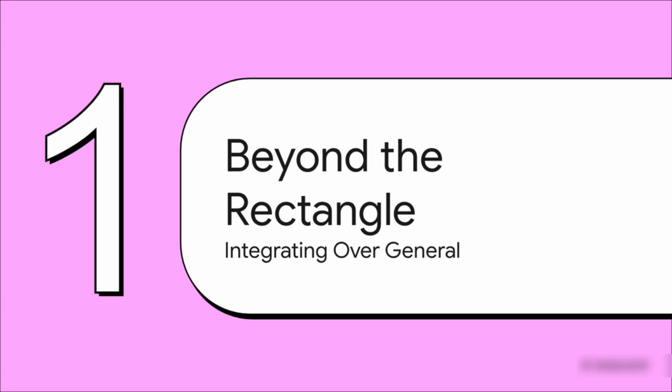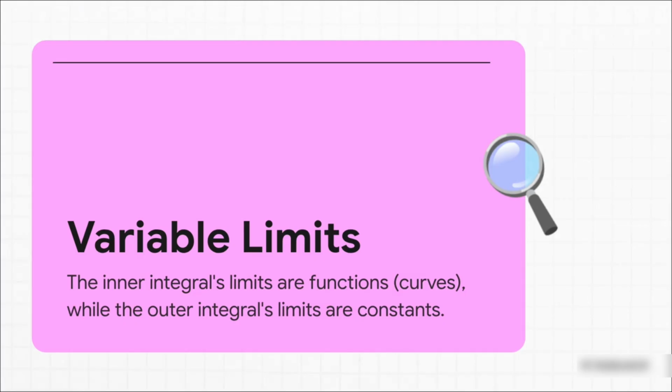We've got to develop a tool that can handle these more complex, general regions, not just simple squares. So the big idea here is something called variable limits. Just picture this. As you scan across a shape along one axis, let's say the x-axis, the top and bottom boundaries aren't just flat lines anymore. They're changing. They're defined by curves or functions.